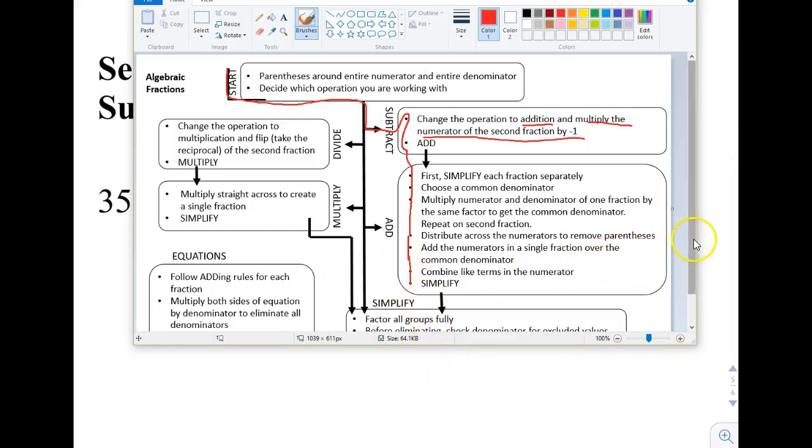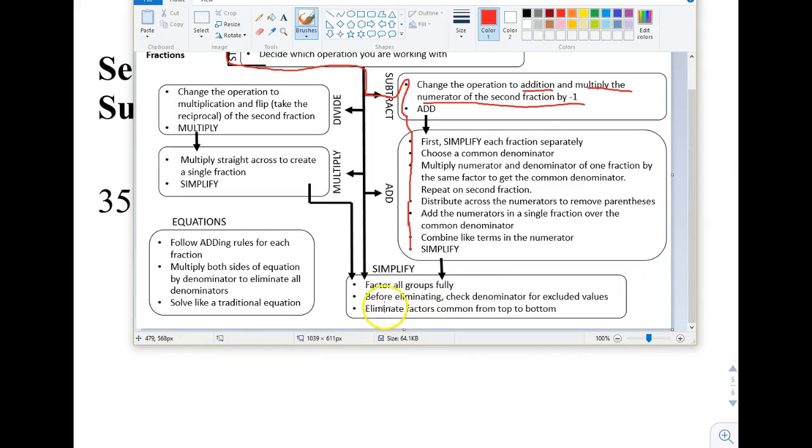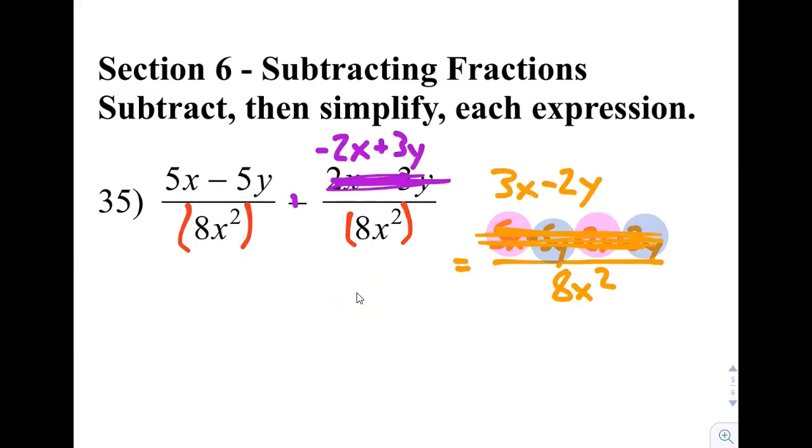To simplify, it says factor all groups fully. Let's start out by factoring all groups fully on top and bottom. Well, on top 3x, 3 and 2 have nothing in common, x and y have nothing in common. We actually cannot factor anything out of that. We could maybe factor a 1, which is not helpful.